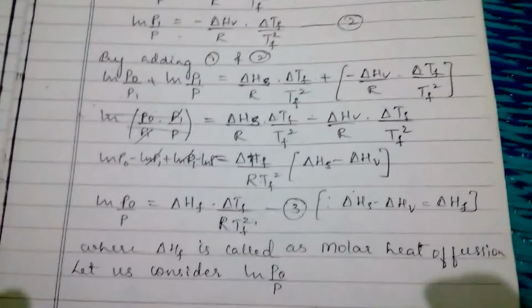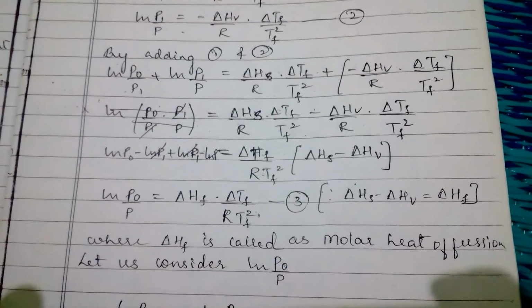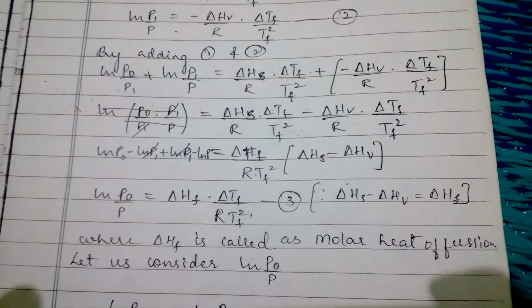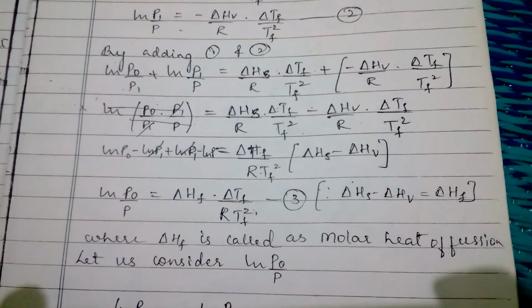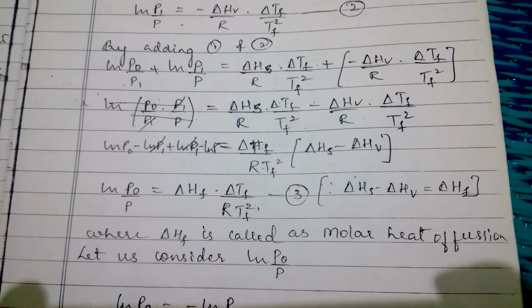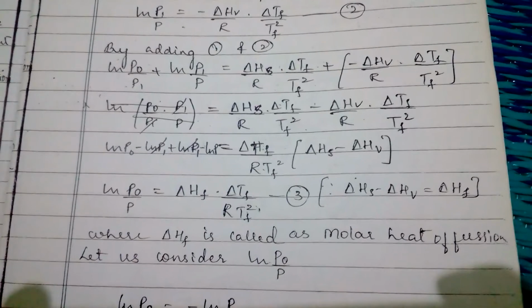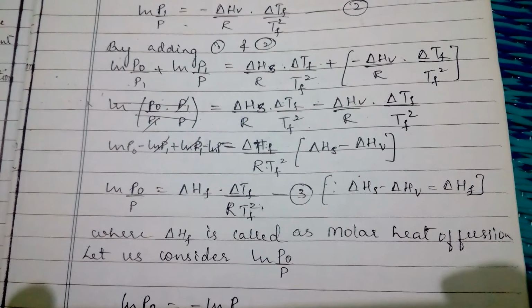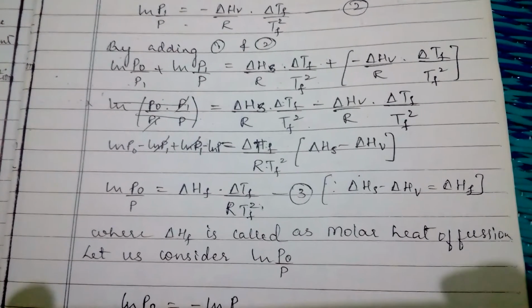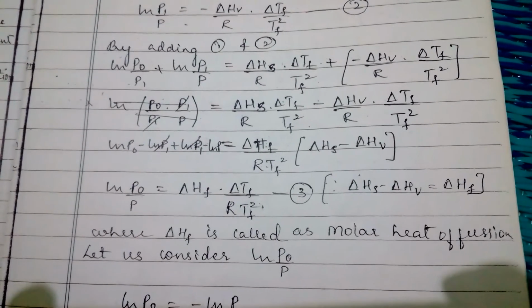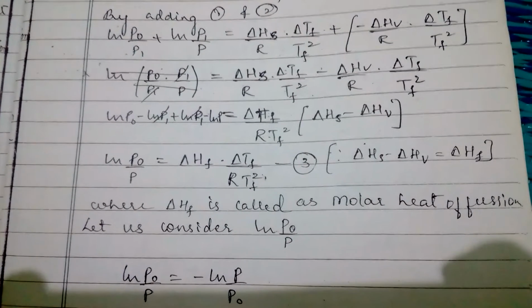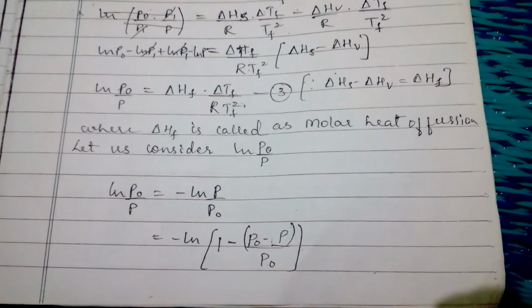By adding 1 and 2, we get ln P0/P1 + ln P1/P = (ΔHs/R)(ΔTf/Tf²) − (ΔHv/R)(ΔTf/Tf²). That is, ln P0 − ln P1 + ln P1 − ln P = (ΔTf/(R Tf²)) (ΔHs − ΔHv), with ΔTf/(R Tf²) taken as common. The equation becomes ln P0/P = ΔHf ΔTf/(R Tf²). Call it equation 3, where ΔHf is called the molar heat of fusion.